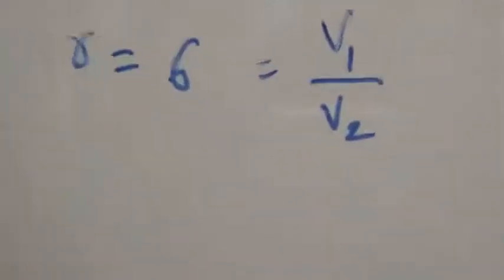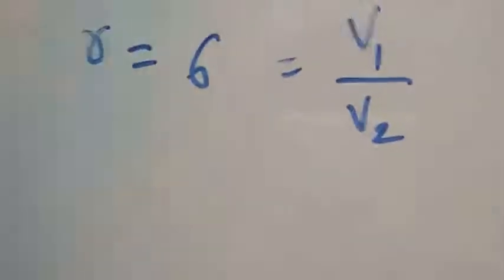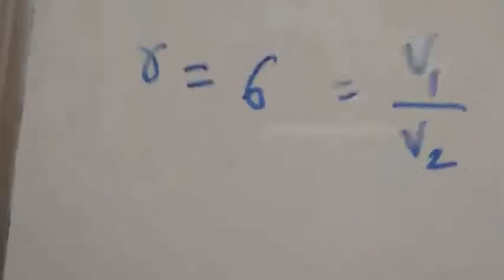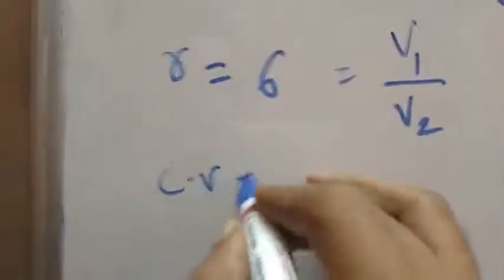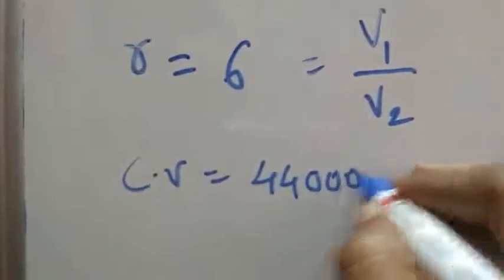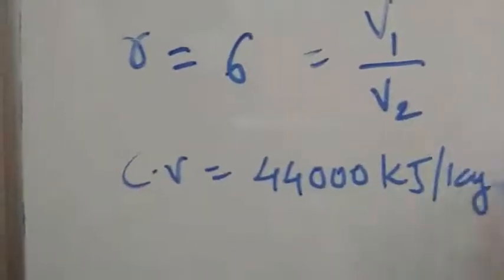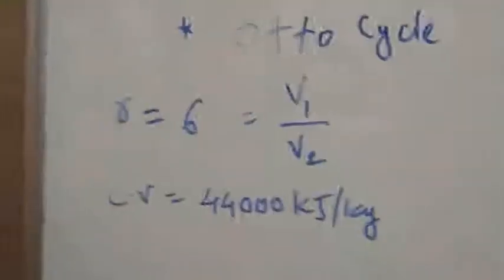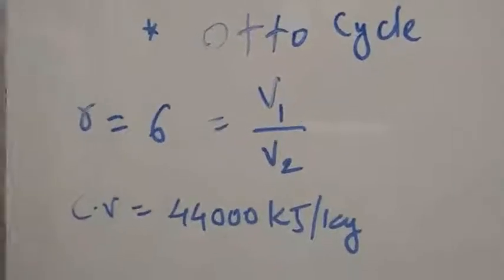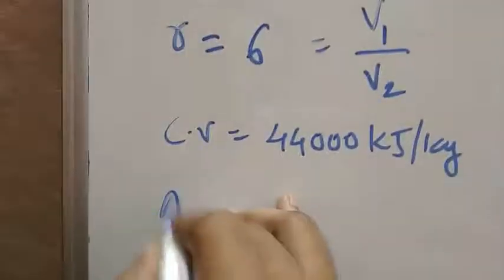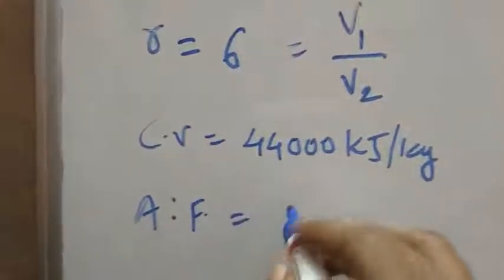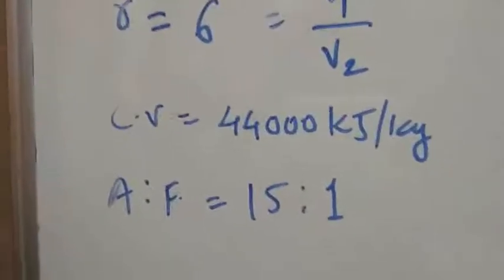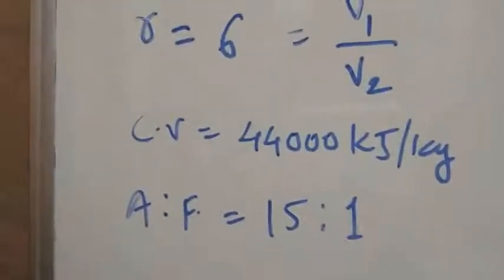Okay, then next they are saying the engine uses a fuel of calorific value 44,000 kilojoule per kg. So they have given the calorific value, CV, equal to 44,000 kilojoule per kg. Then the next data given is the air fuel ratio, 15:1. Next is the AF ratio, that is 15:1.